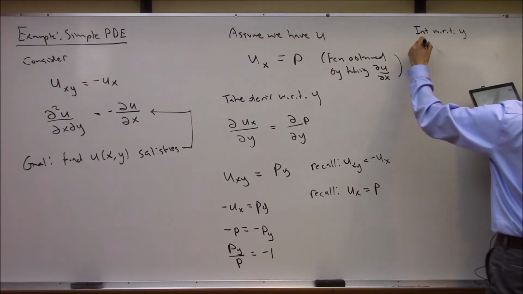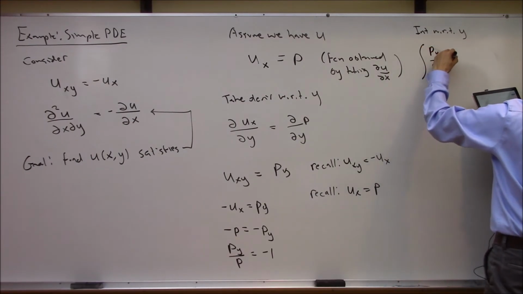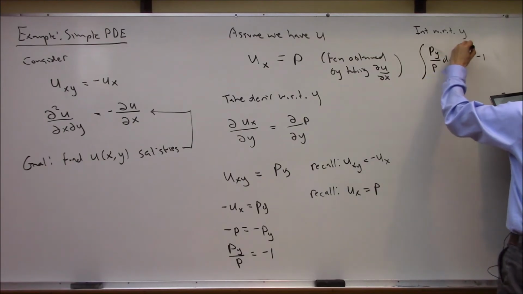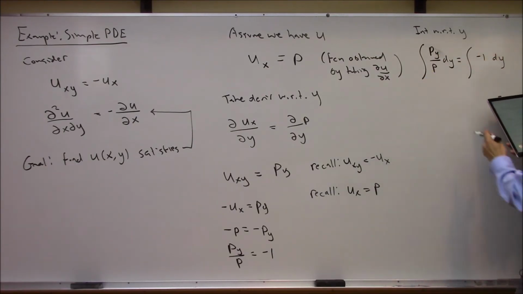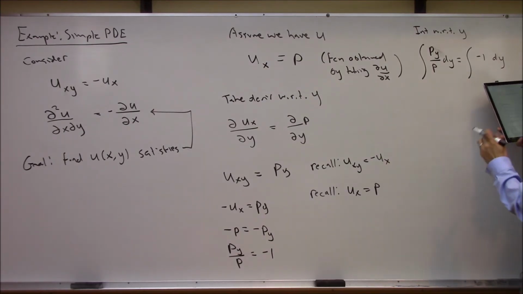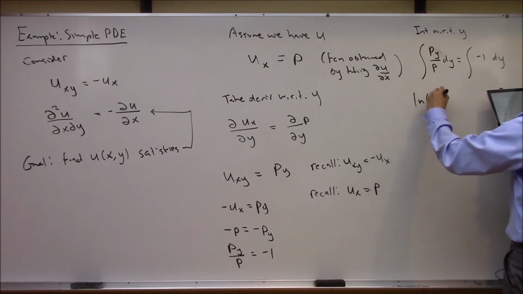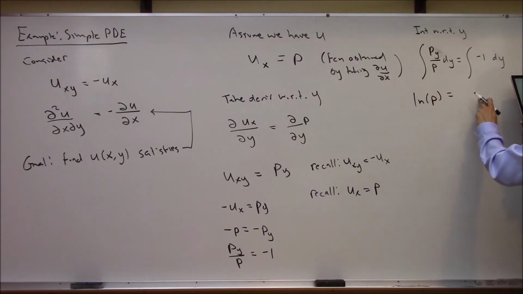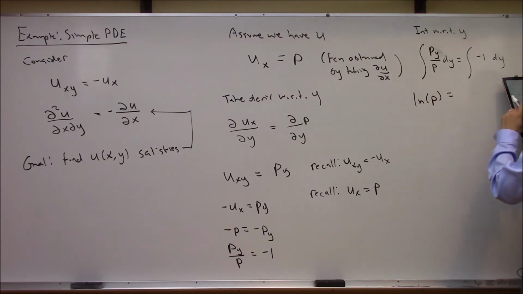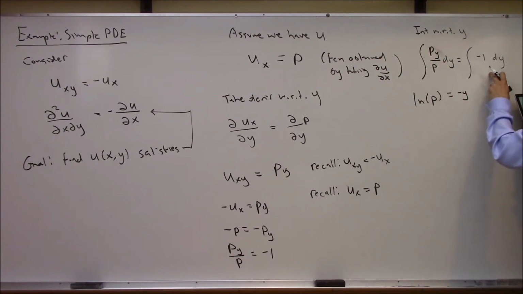So what I'm doing here is I've got p_y over p, and I'm going to integrate this side with respect to y. This has got to equal negative 1 integrated with respect to y. If you remember, this is basically a natural log. So the left-hand side is the natural log of p, is equal to, we better be a little careful, minus y, plus some constant of integration.